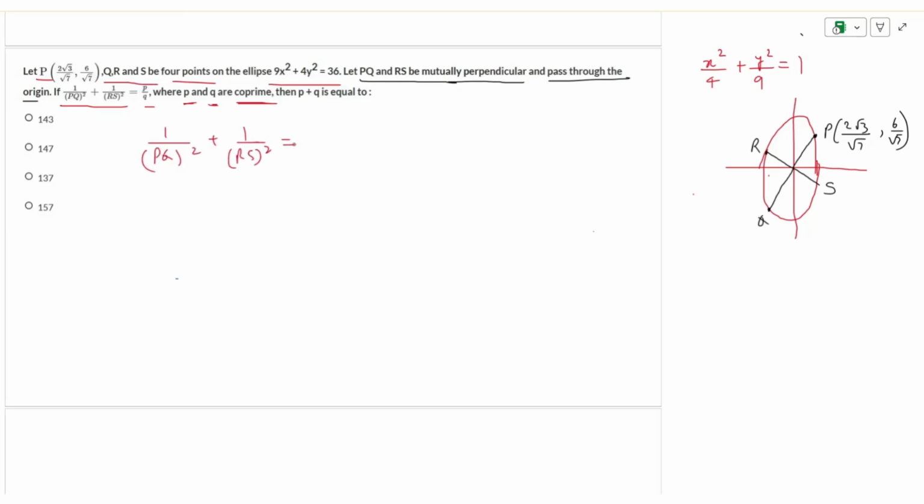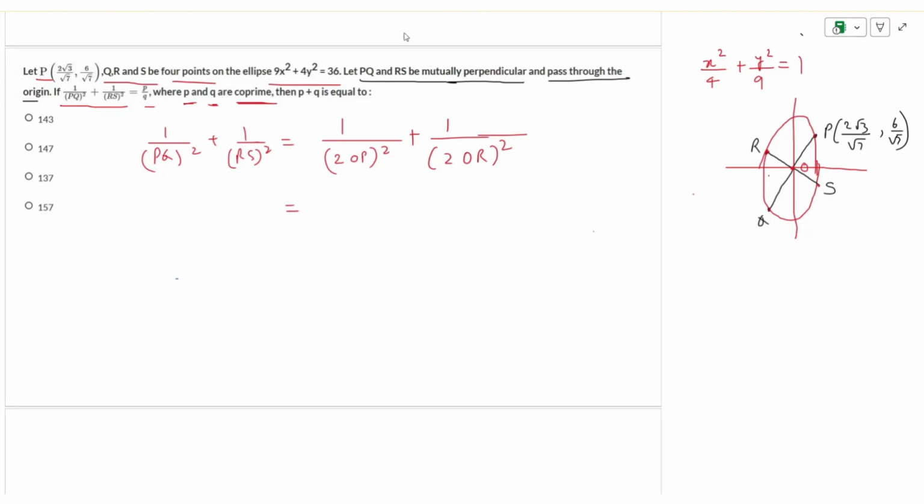Now, if I know P, can you get the distance PQ? Definitely yes, right? You can also get the coordinate of Q. But is that needed? No, right? You can just do twice of OP. PQ is twice of OP. So let's write that: twice of OP, whole square. Similarly for RS also, I can figure out what is the R coordinate, what is the S coordinate, but no need, right? I can just figure out the R coordinate and I can just do twice of OR whole square. That's what I can do.